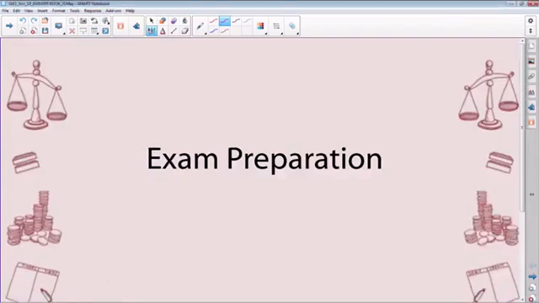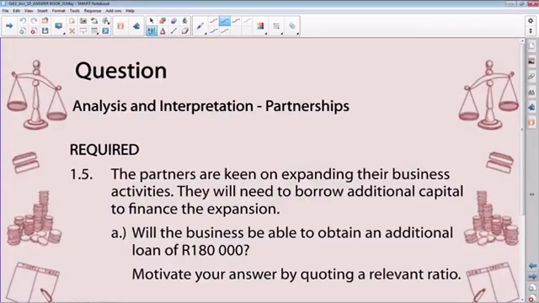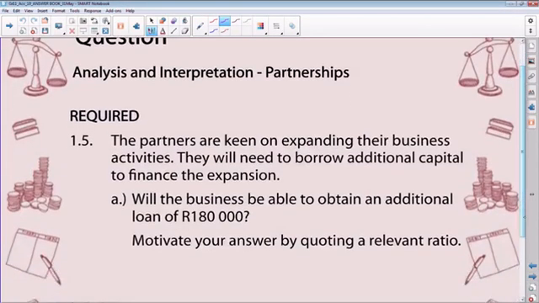Right, guys, our first question wants us to do the following. So I'm actually starting with 1.5, and the question reads, the partners are keen on expanding their business activities. In other words, they want their business to grow. They will need to borrow additional capital to finance the expansion. The first question, will the business be able to obtain an additional loan of 180,000? So in other words, yes or no. And then motivate your answer by quoting a relevant ratio.